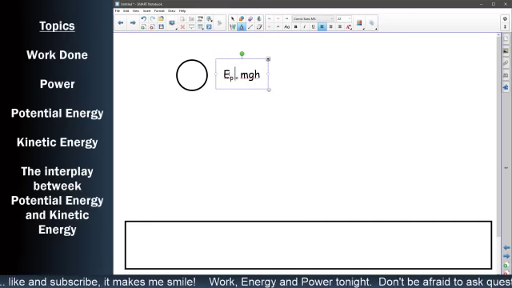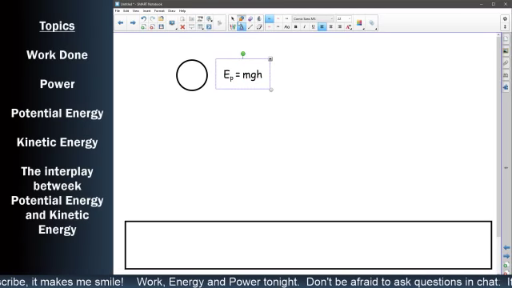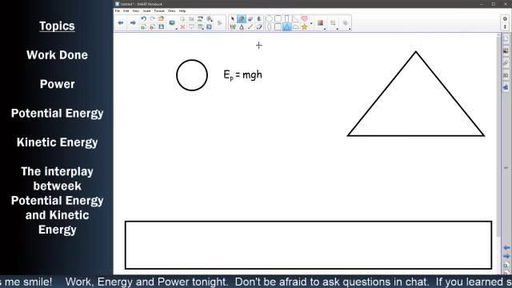Subscripts are fun. It's better. Now this is a four-part equation, so it's a little bit more tricky in terms of managing it with a triangle, but it can be done.